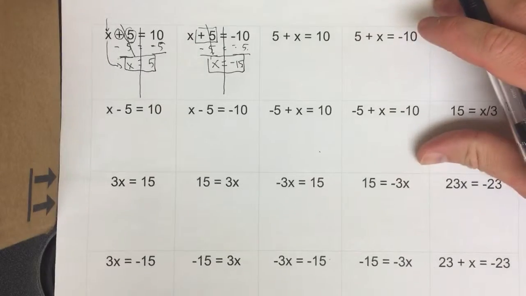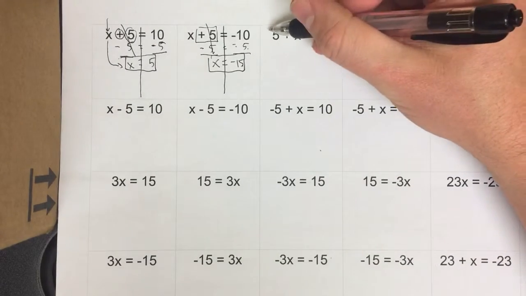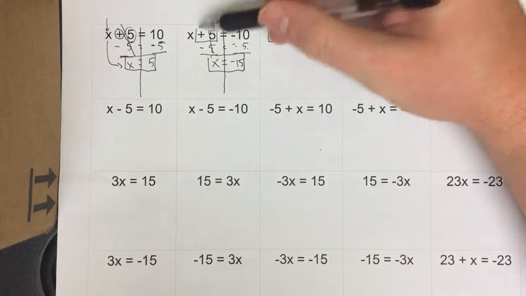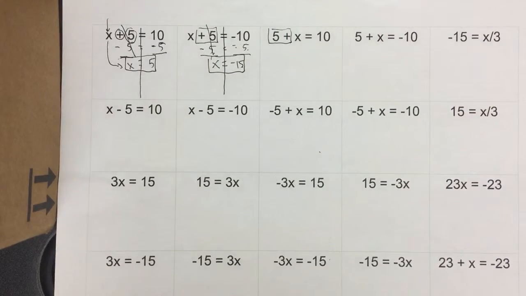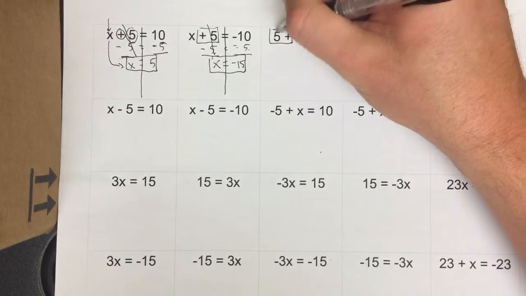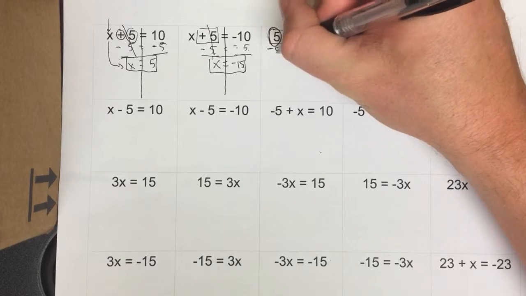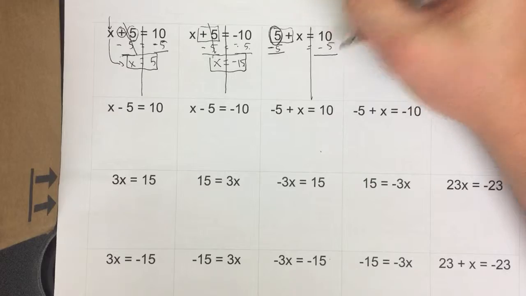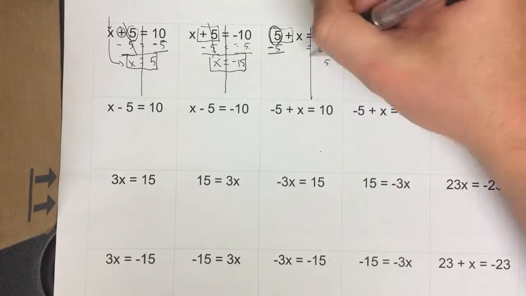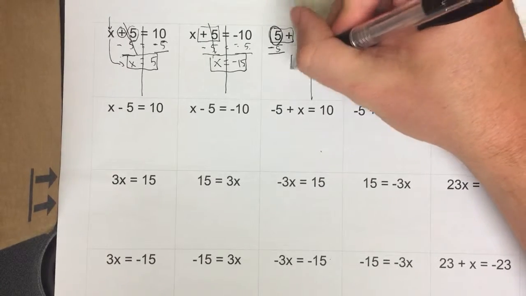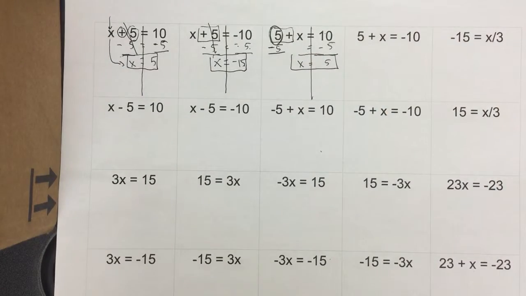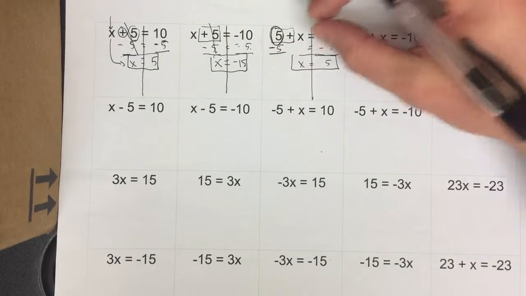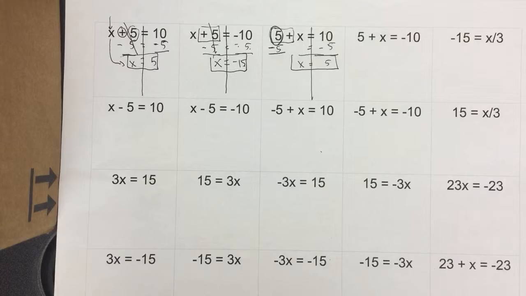All right, let's keep going. This one looks a little bit different because the 5 is on this side instead of over here, right? It's the same thing. It's a +5. I want to get rid of this +5, so I'm going to subtract 5. Same idea. So 10 minus 5 is 5. Bring this x down, and I get x is equal to 5. So it's about integer work as well as understanding what you're getting rid of.